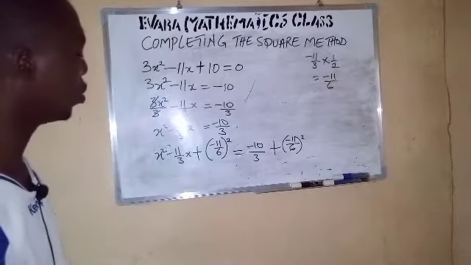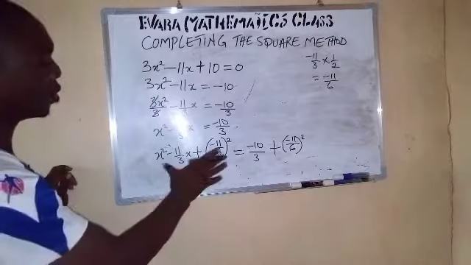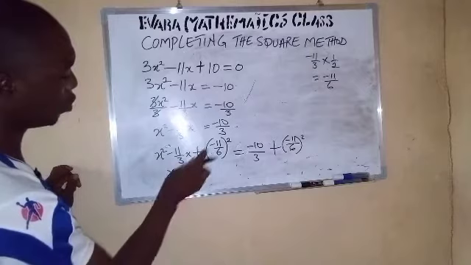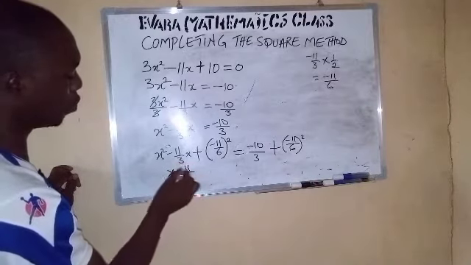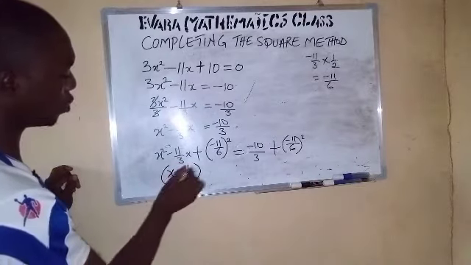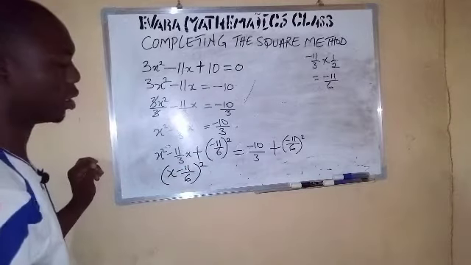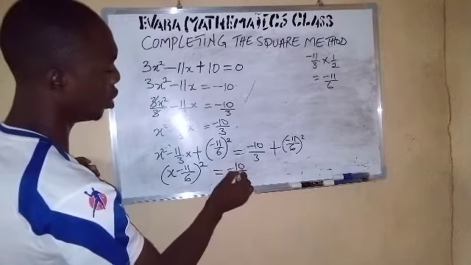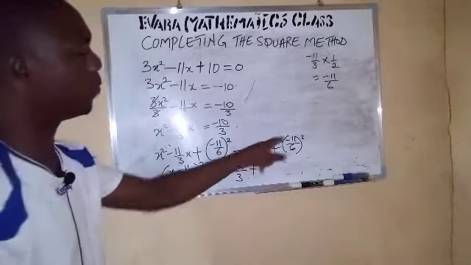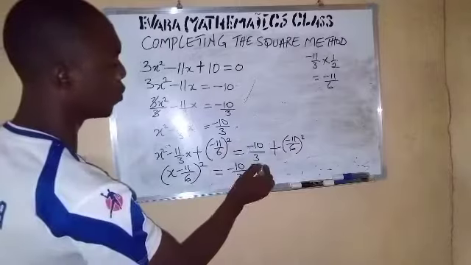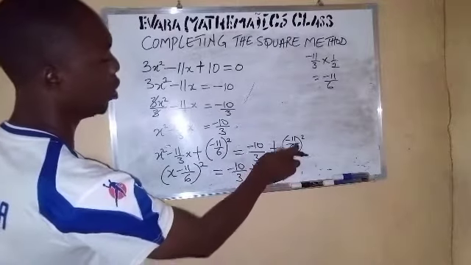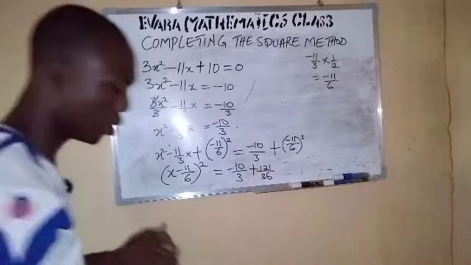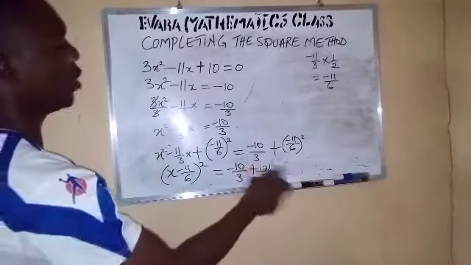So having done this, we have to now make this thing a perfect square. X, what do we have in the bracket? Minus 11 over 6 in bracket. Then you now put your square outside here. Is equal to minus 10 over 3 plus, if you square minus 11, it will give us 121. And if you square 6, you will get 36. So let's simplify these fractions.